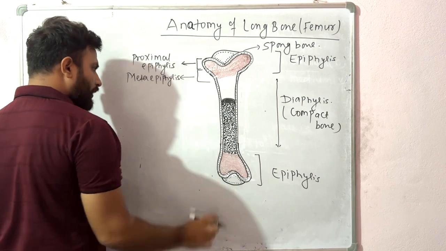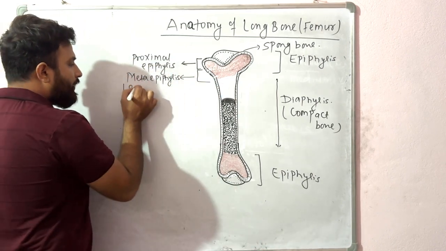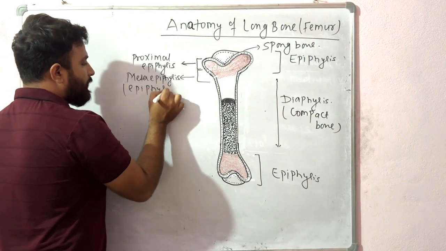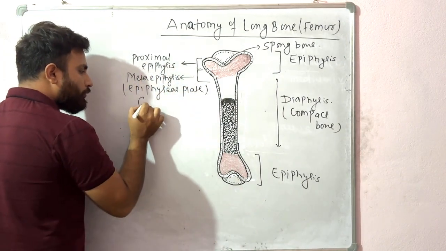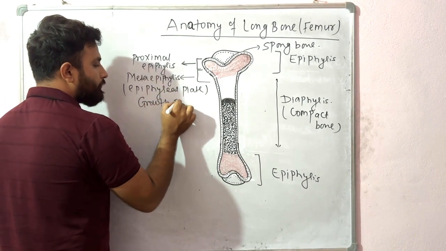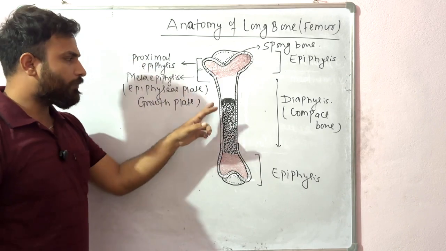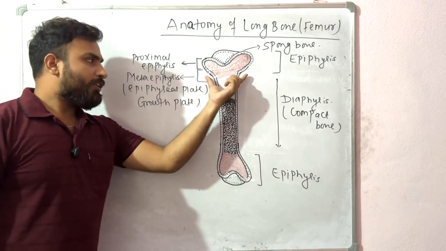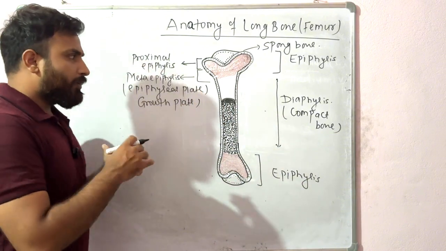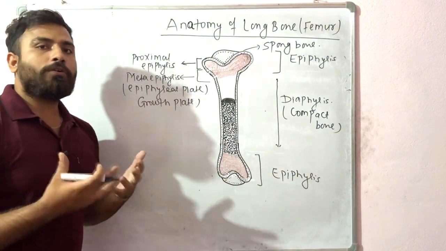We have to understand that in this meta-epiphysis there is the epiphyseal plate. In other words, this is also known as the growth plate. This growth plate or epiphyseal plate is responsible for the elongation of the bone. From this region, the length of the bone actually increases, which helps in the growth of our body.